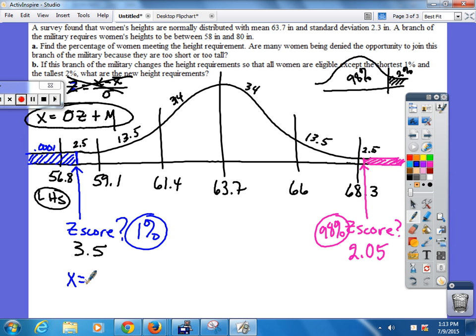So on the blue side, x is equal to sigma, which is 2.3, times 3.5, our z-score. Is that negative? Yeah. Plus 63.7. Somebody crank that out for me. Just give me the whole number to 2 decimal places, or 1 decimal place, because that's what our measurements are given in.